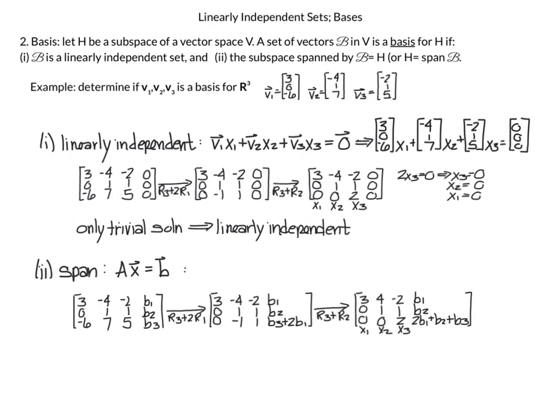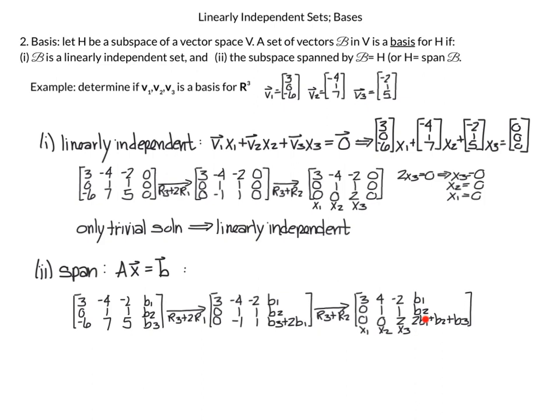Next, to be a basis, it needs to span the space. And we're looking at spanning the space R3. So to span, that means for any vector b, Ax equals b has a solution. So I have my A here, my augmented matrix b. So b is a representative element, an arbitrarily chosen vector. So I'm just going to have the variables b1, b2, and b3 represent my vector b.